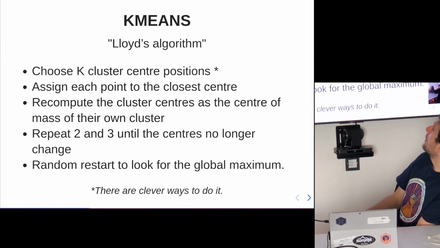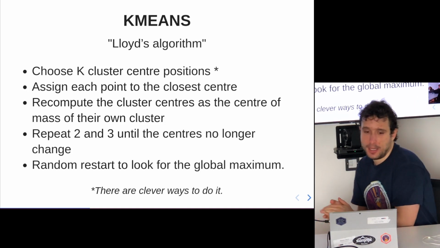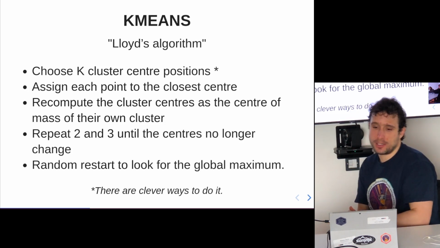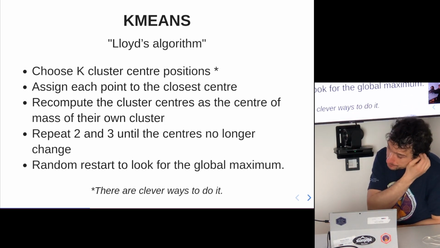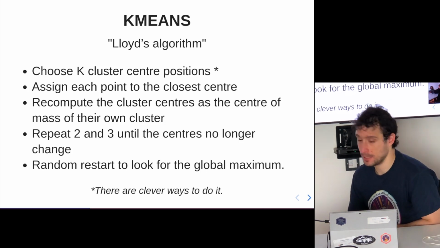So how does k-means work? We have an algorithm which is usually referred to as Lloyd's algorithm. Basically, you first choose k cluster centers, and you assign each point to the closest one. Then you recompute the cluster centers as the center of mass of their own cluster, and you repeat steps 2 and 3 until the centers no longer change. This is going to happen in a finite number of steps.